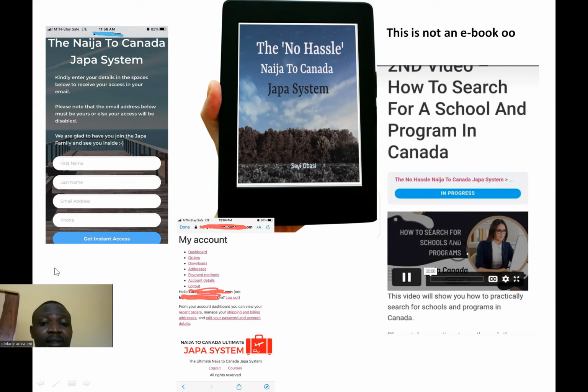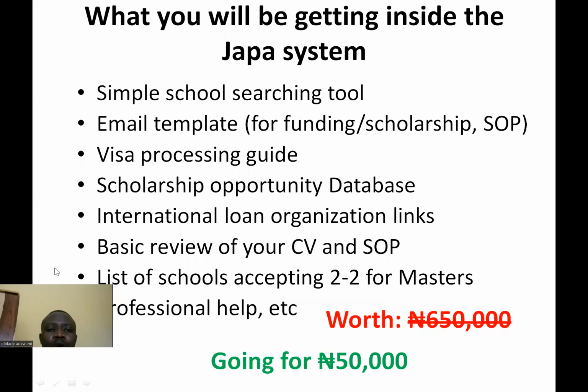The answer is yes, if you have access to the same luxury of information that agents have access to. That is what this JAPA system is all about. We have recorded so many testimonies so far from this JAPA system. We have recorded so many admissions. People have gotten admission, people have gotten scholarship, people have gotten their visa process, families have relocated, and all of that. So here is what we'll be getting access to inside the JAPA system.